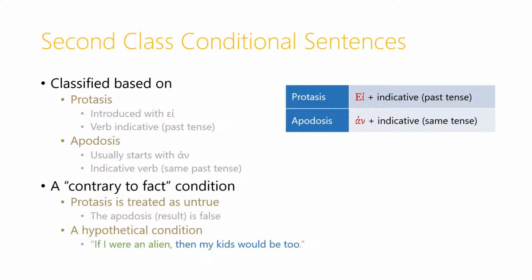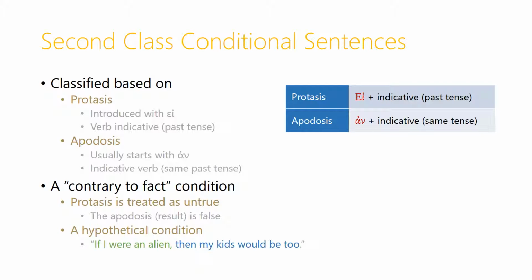With a second-class conditional sentence, we also introduce the protasis with ei, and we also have the verb in the protasis in the indicative mood. But for a second-class conditional sentence, we specifically have the protasis verb in a past tense, either imperfect or aorist. Also, in the apodosis of a second-class conditional sentence, in the result clause, we usually see the particle an, and we have an indicative verb that's in the same past tense as the verb in the protasis.